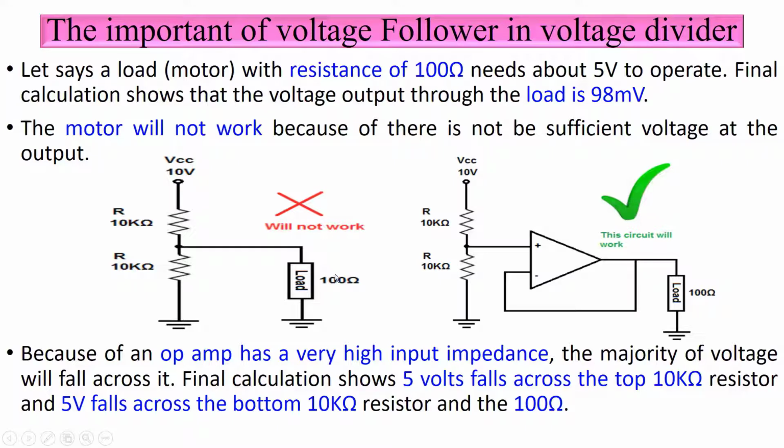Let's say you have a load, a motor for example, with a certain 100 ohm that needs 5 volt to operate. Final calculation: the output through the load is 899.8 millivolt. If you see these two circuits, this circuit will not work. Why? Because when you use the voltage divider concept, you will see that this voltage is not enough to reach 5 volt. So you need the voltage follower here.